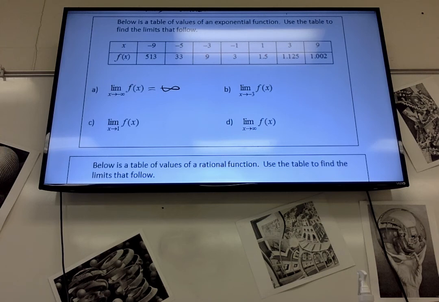Okay, the limit as x approaches negative 3. So, negative 3 means I have to approach it from this direction and from this direction. 9, yeah. So it ended up being actually what f of negative 3 is. And that's okay. Sometimes it is, sometimes it isn't. Just depends on the data.